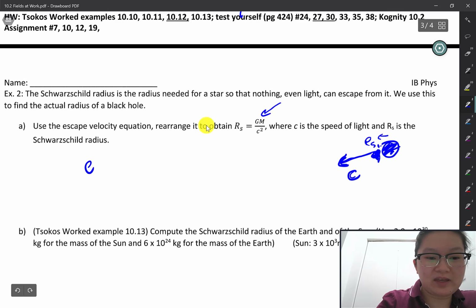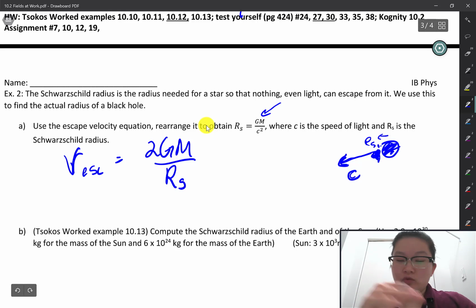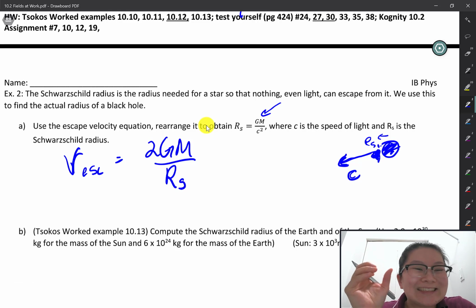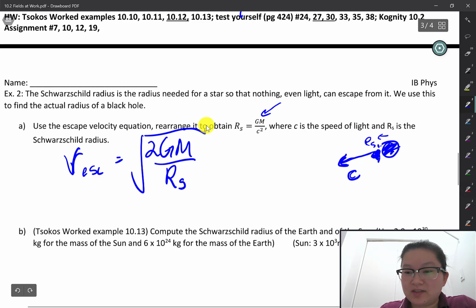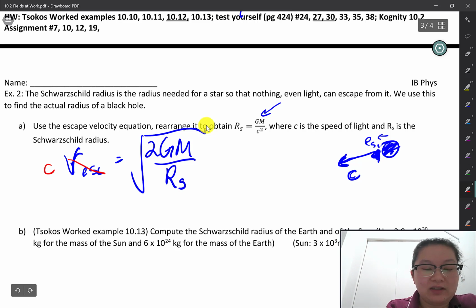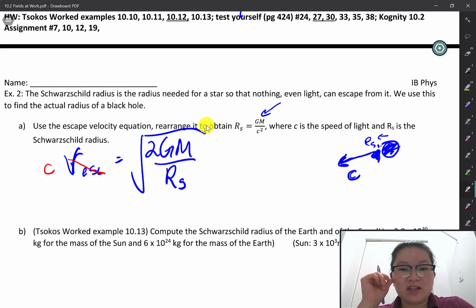We know that the escape velocity, v escape, is going to be equal to the square root of 2 big G big M over r, which is going to be our Schwarzschild radius from the center of this object. We also know that this escape velocity will have to be light, because we're assuming that we need a speed greater than light in order for us to escape. So that's going to be c, which I will use for the speed of light.